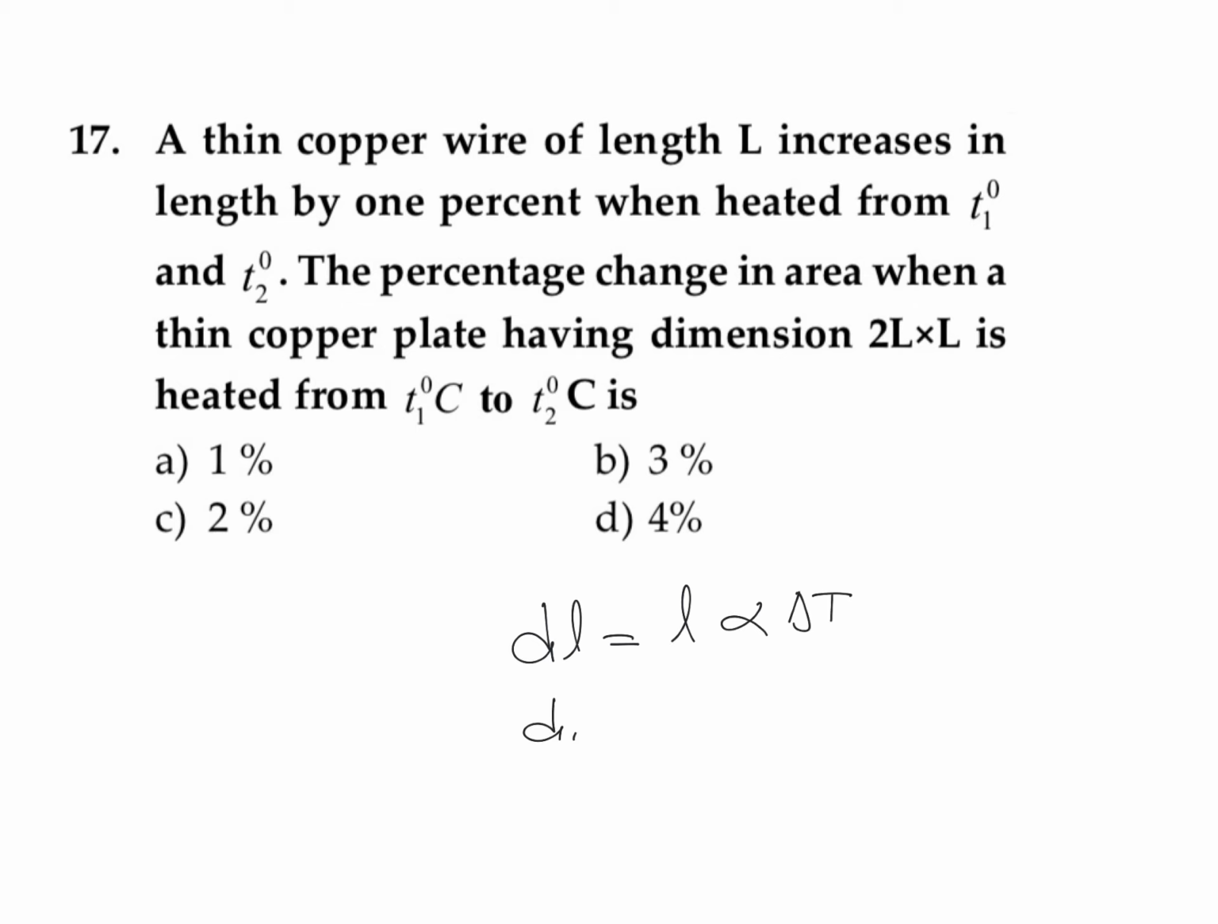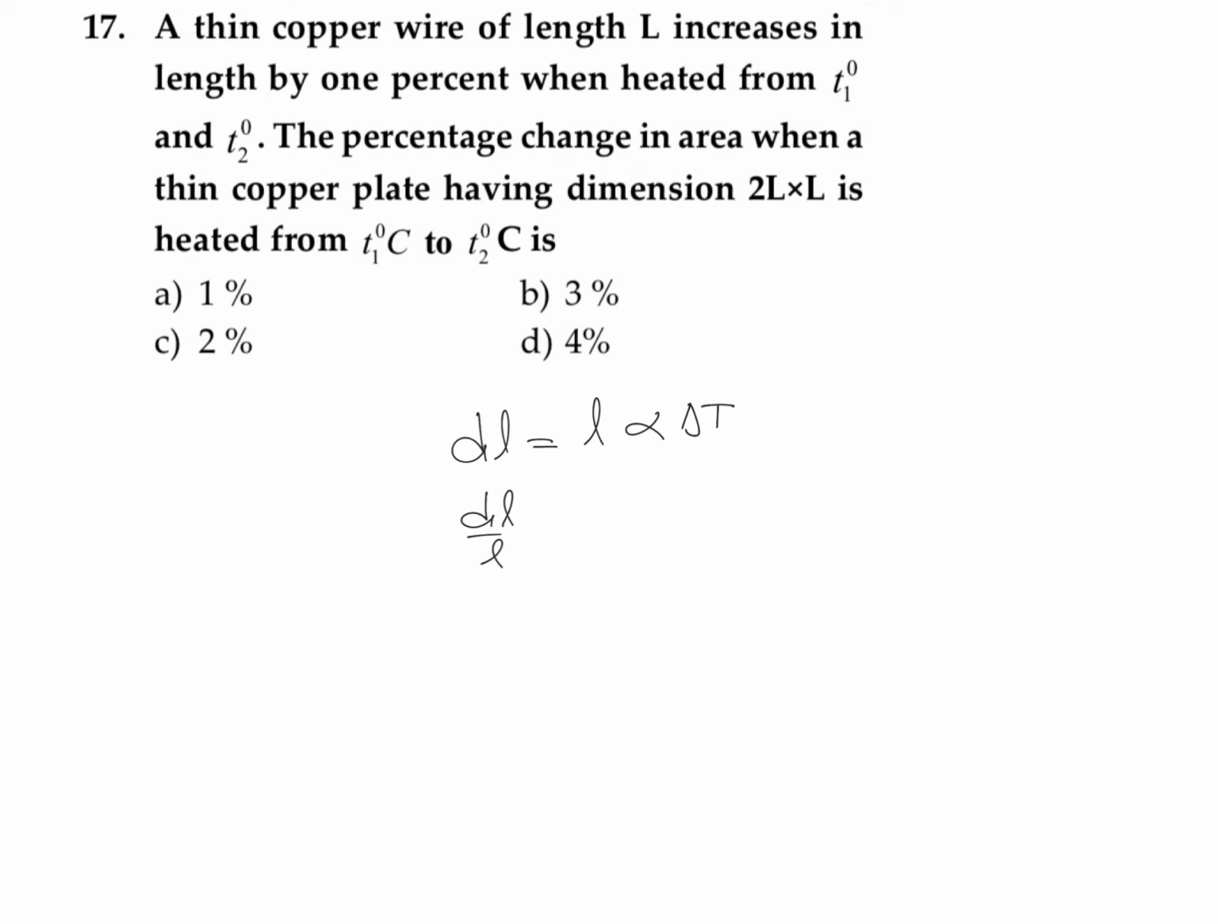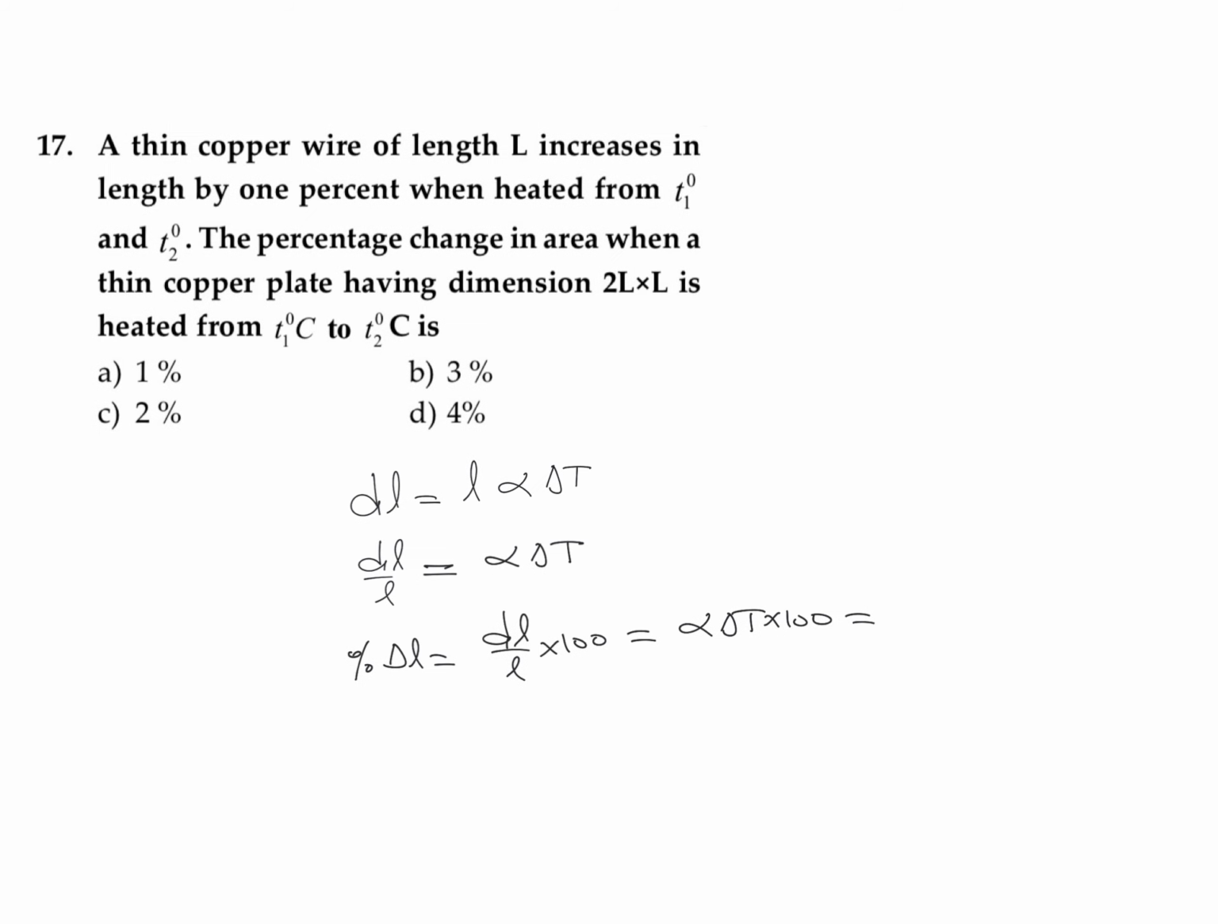So you can write the value of dl by l. I'm writing a small change in length because the percentage change is given as very small. So dl by l is nothing but alpha into delta t. The percentage change in length is the change in length divided by the actual value, into 100. That is equal to alpha into delta t into 100. So the value of alpha into delta t into 100 is given as 1%.